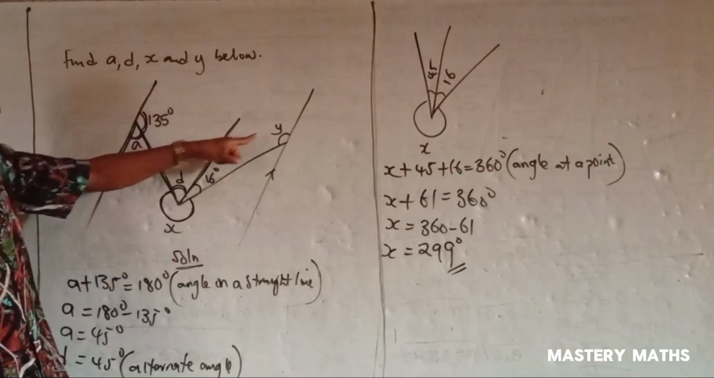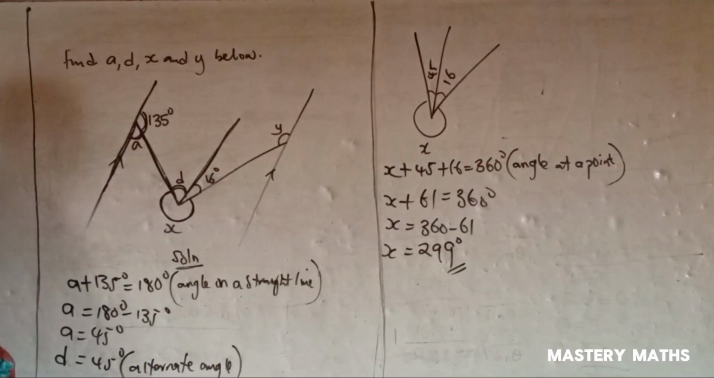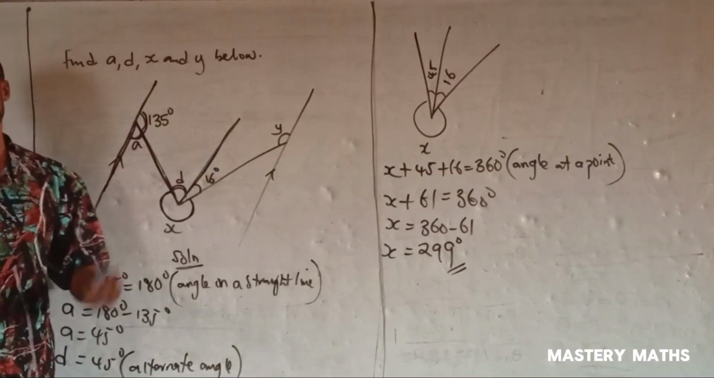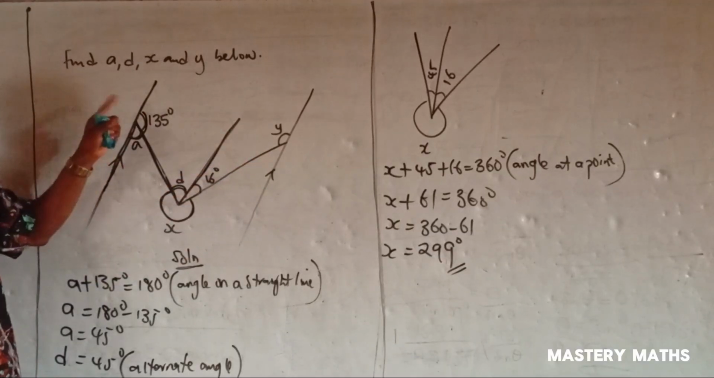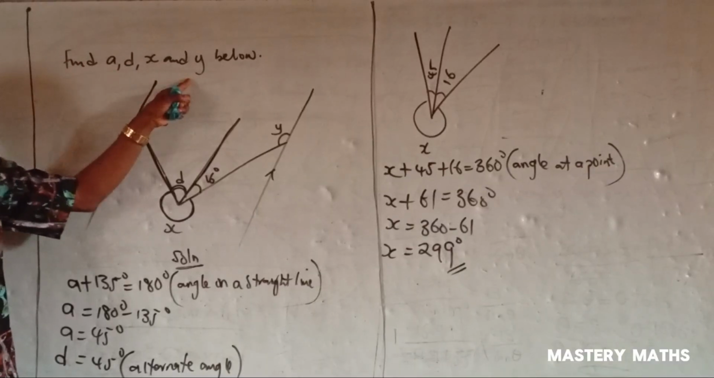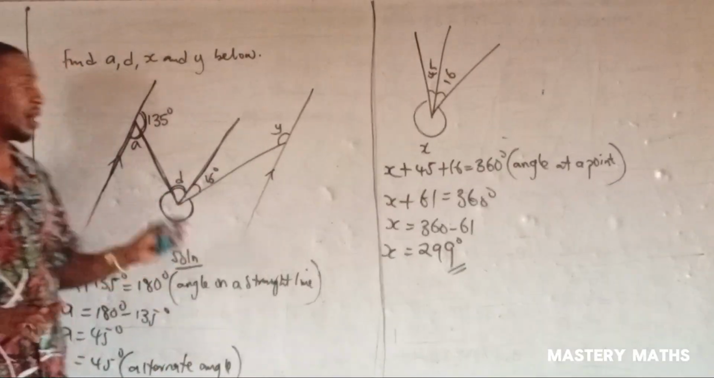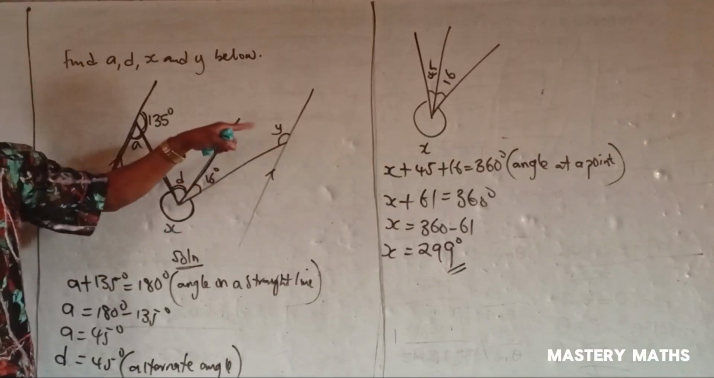Now what's the next one? That's your Y. How do you get Y? I know you start wondering how to get Y. I'll make it simpler for you. The only variables you have here are A, D, X, and Y, but you can decide to add another variable to make your answer look simpler, in order to get Y faster.